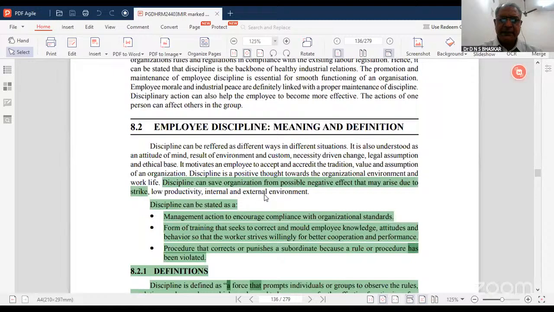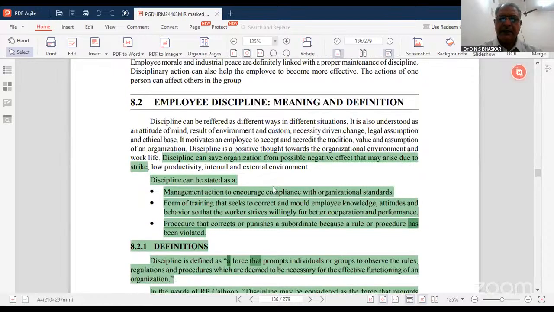Then the meaning of employee discipline: discipline can save the organization from the possible negative effects that may arise due to strikes, low productivity, and internal and external environments. Whenever employees are dissatisfied, they will go for strikes. When discipline actions are very clear and stringent, then automatically employees will try to abide by the rules and regulations of the organization.